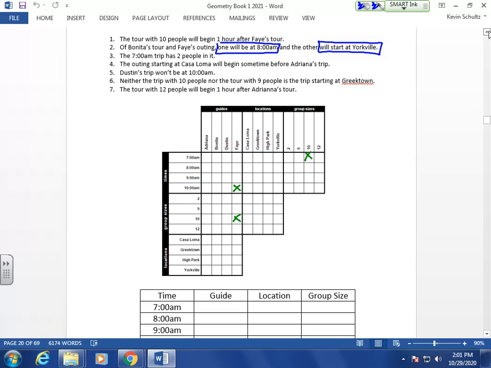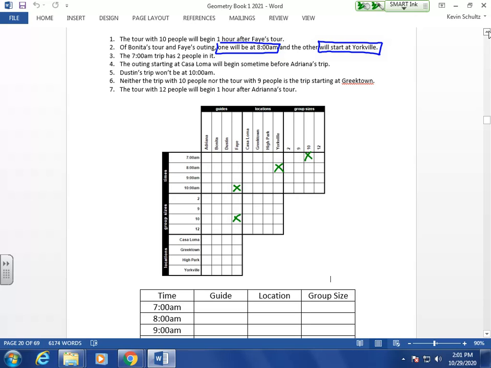It's a quick decision. But the fact that one tour is at 8 a.m. and the other one is at Yorkville, those are two different tours, right? So can the 8 a.m. tour be at Yorkville? No. So we can at least eliminate that. Once we figure out Bonita's tour or Faye's tour or more information, we can come back to this clue and more pieces will fall into place. But right now, that might be the only thing that we can directly eliminate.